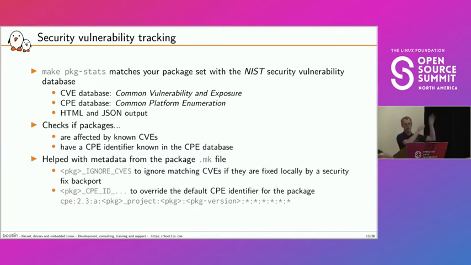So we want to tell that tool, okay, this CVE you can ignore because we know we have fixed that issue. So we can write in the package, ignore CVE 2021-1234, and make package-stats will stop reporting that CVE. Of course, next time we update the package to, let's say, version 1.2.2, hopefully the security fix is in, we can drop the patch, we can drop that line, and we're happy.